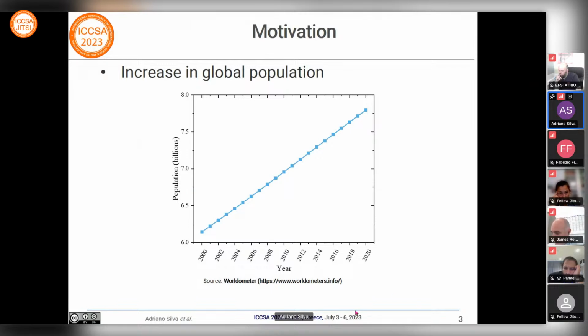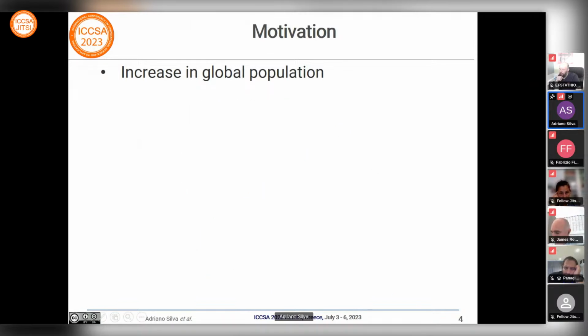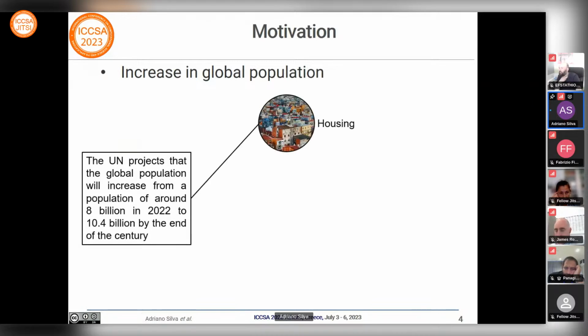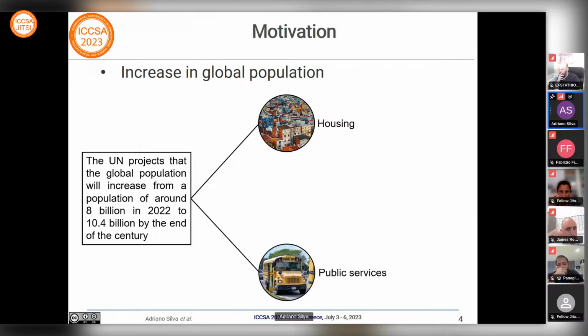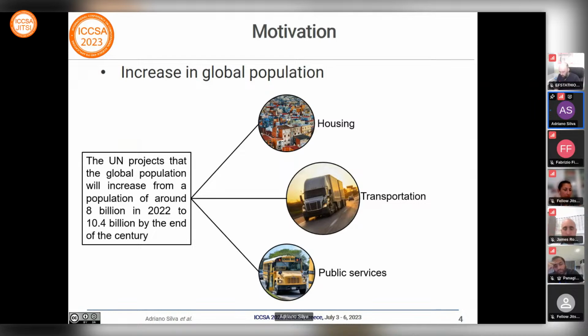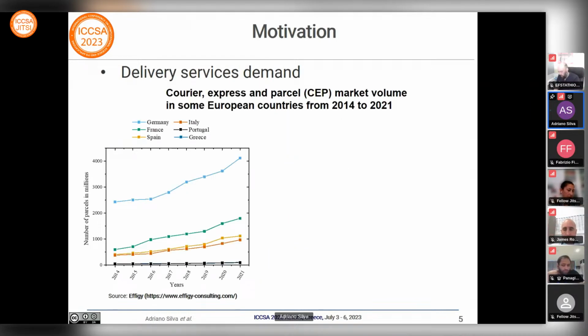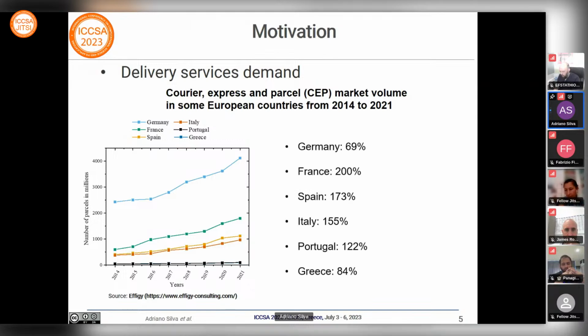One of the sectors that might face some problems related to the high demand is the housing, public services, as well as the transportation sector. So, for instance, delivery services demands have already been increasing significantly throughout the whole world. Here we can see some real data regarding the number of parcels in millions delivered from 2014 to 2021, and some real data here for European countries. And here you can see the increases in percentages.